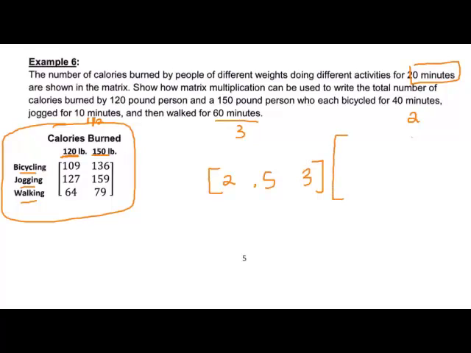We're going to multiply that times our matrix. Notice our first matrix is a 1 by 3. Second is a 3 by 2. So notice we can multiply. Our solution is going to be a 1 by 2 matrix. So again, that should be the answer or the totals for each weight of person.